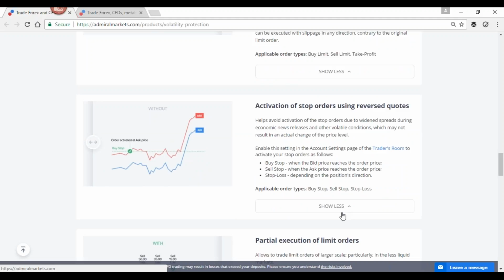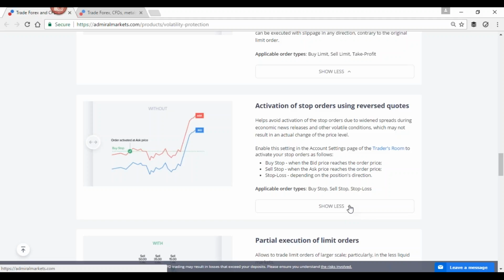All right, next one, reverse quotes. So this is something you want to understand properly because this could be perhaps a bit confusing, because it reverses the entry and exit. So it requires a bit of a mental adjustment here. So this is something you definitely want to practice first as well.